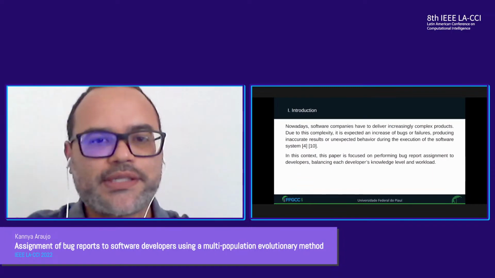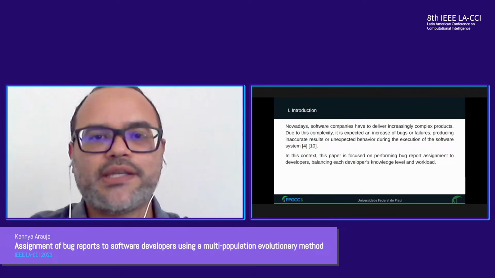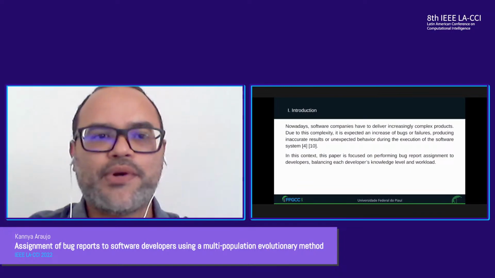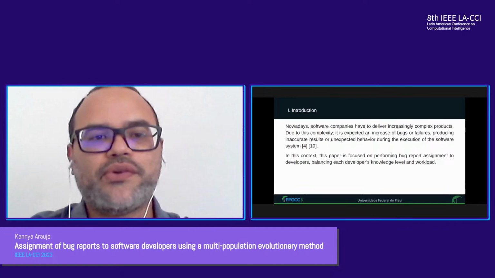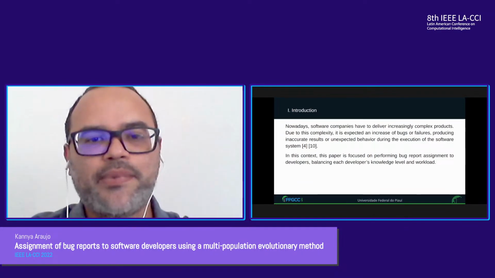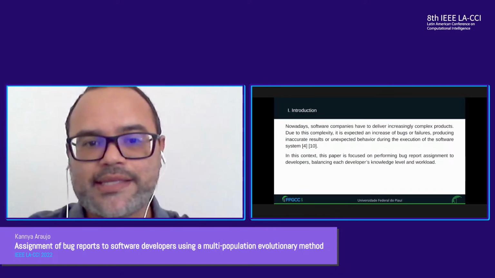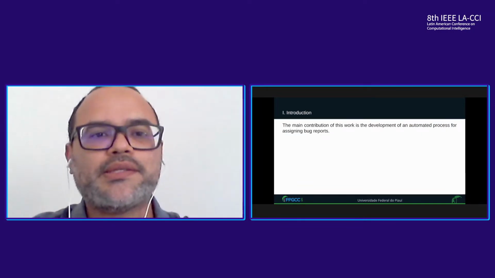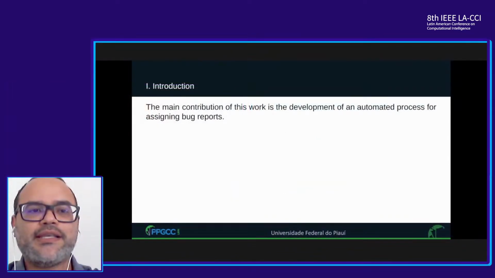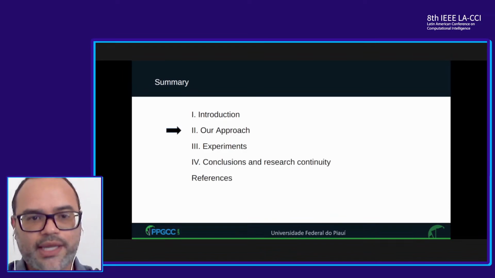Nowadays, software companies have to deliver increasingly complex products. Due to this complexity, an increase of bugs and failures is expected, producing inaccurate results or unexpected behavior during the execution of the software systems. In this context, this paper is focused on performing a bug reporting assignment to developers, but balanced with each developer's knowledge and workload. Based on this, I can say that this work's contribution is the development of an automated process for assigning bug reporters.